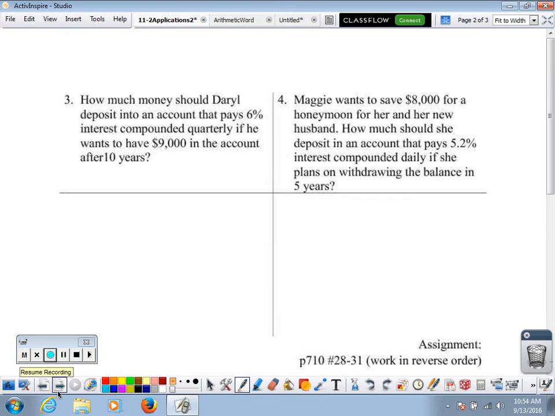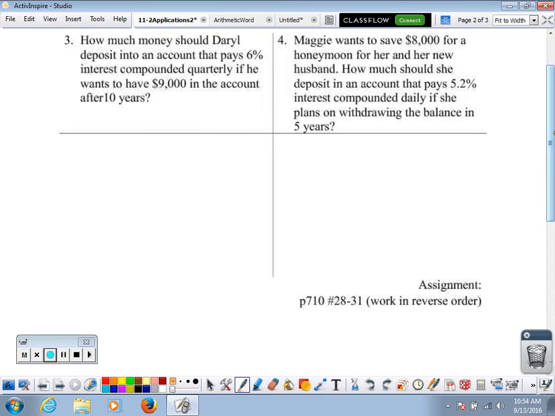Let's look at 3 and 4. How much money should Daryl deposit into an account that pays 6% interest compounded quarterly if he wants to have $9,000 in the account after 10 years?